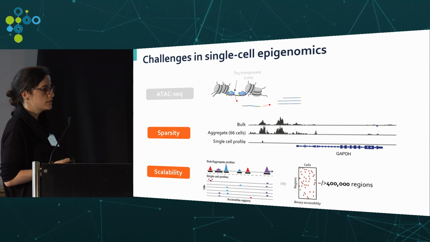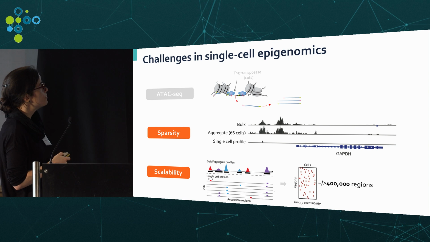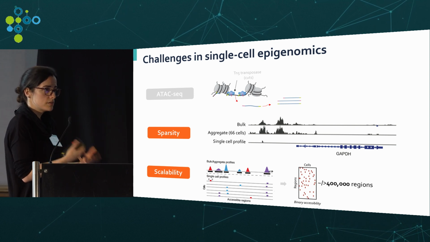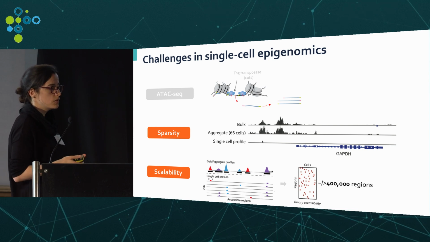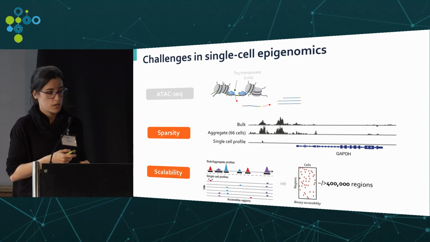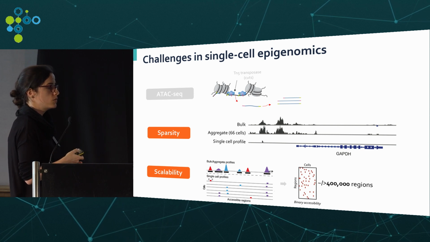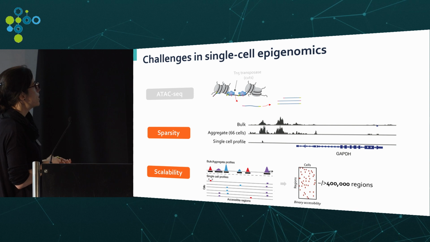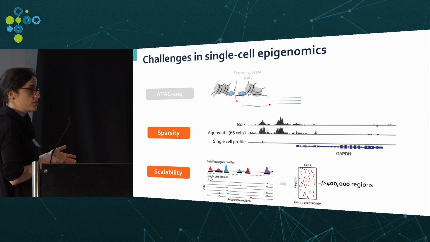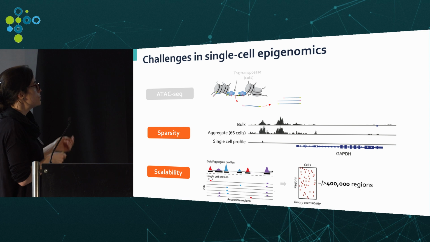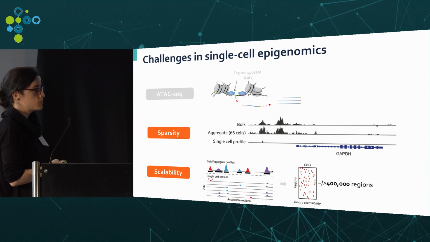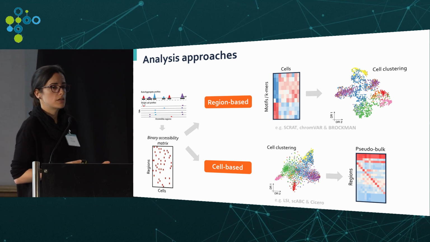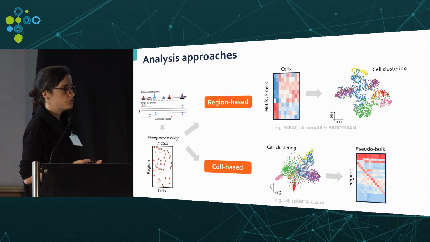However, at the single-cell level, this data is normally very sparse. For each cell, we normally can sample only a subset of the accessible regions. So it's not possible for a specific cell to call a specific region, or to say whether that specific region is accessible in that specific cell or not. We need specific statistical approaches to try to infer this information.